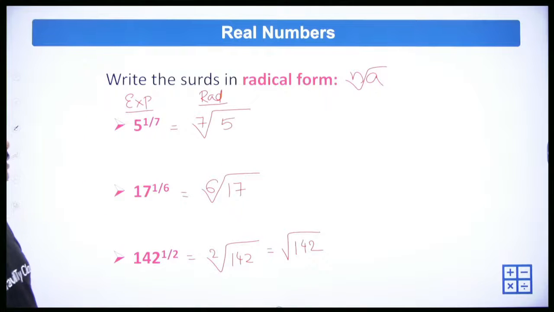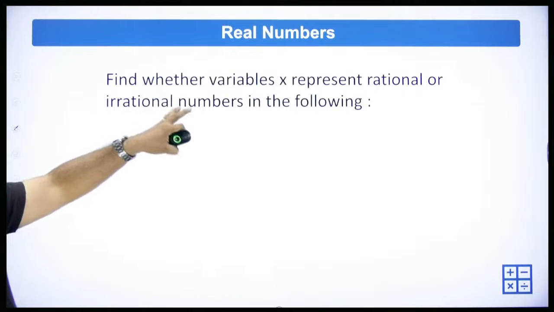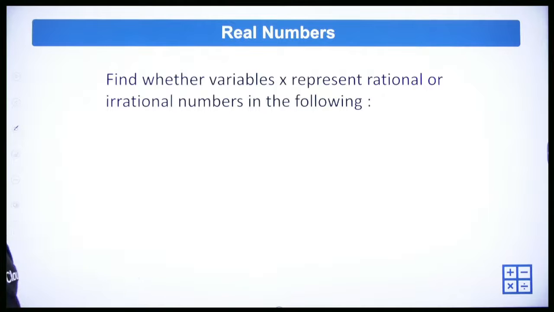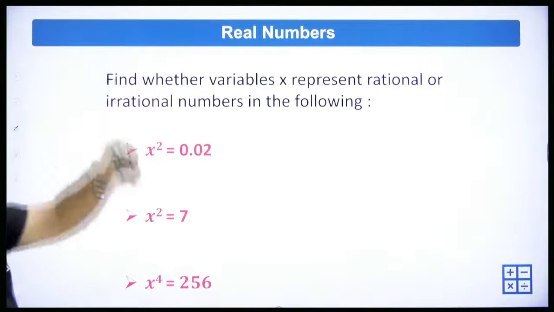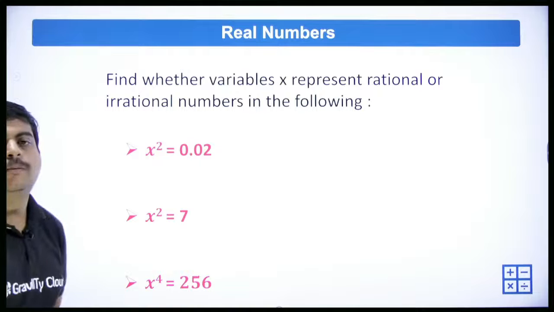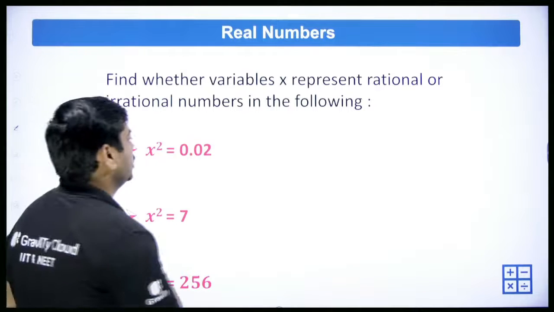Right? So let's move ahead. Find whether the variables represent rational or irrational numbers in the following. So x square is equal to 0.02.